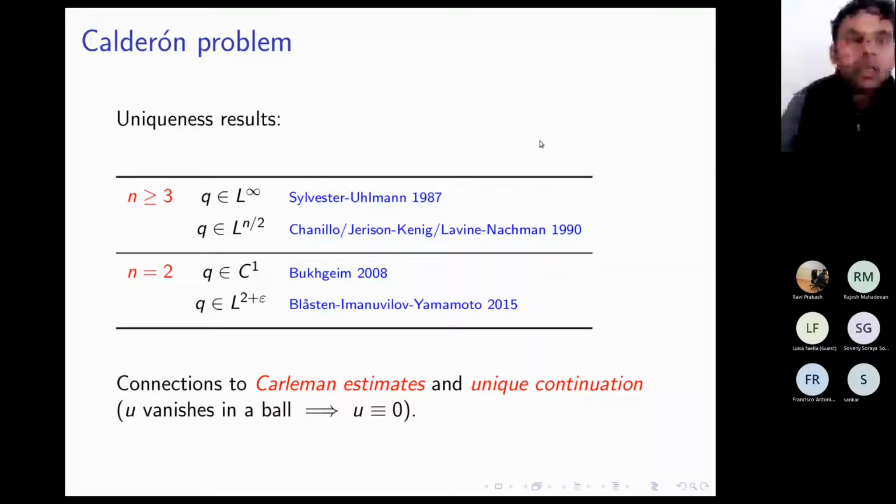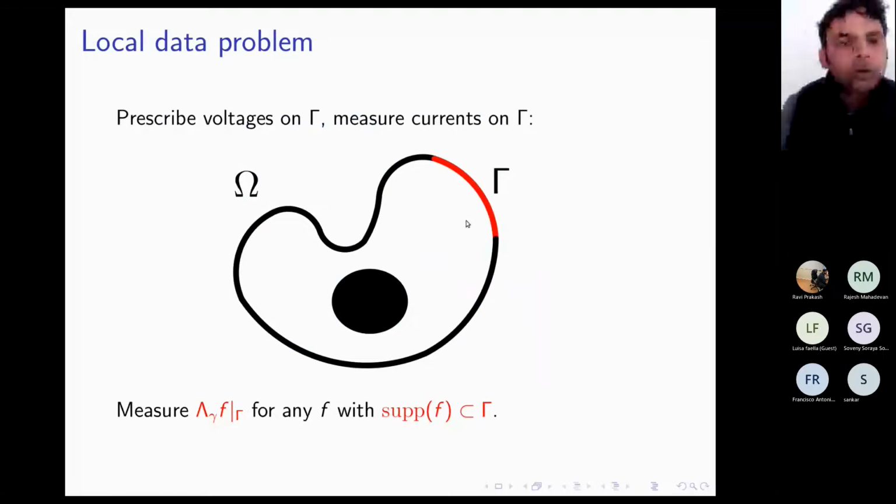Okay, so now I want to introduce one more problem that's also known as the local data problem. It's quite simple to motivate: if the domain is quite big, then you do not have access to the full boundary. So you have partial access to the boundary, let's say this red portion, and the question remains the same. Let's say you're prescribing the voltage here, you're measuring the current in this part, and then is it enough to determine the conductivity, or let's say the inhomogeneity or the obstacle inside the domain? And this is the black part that represents it. So this is known as the local data problem.